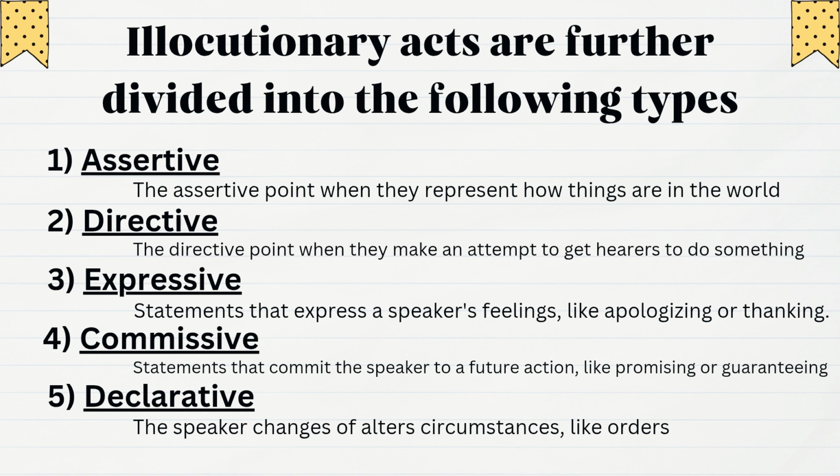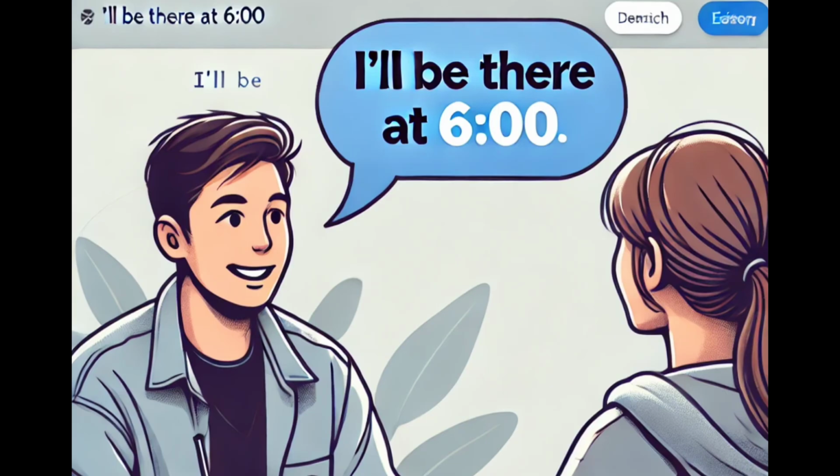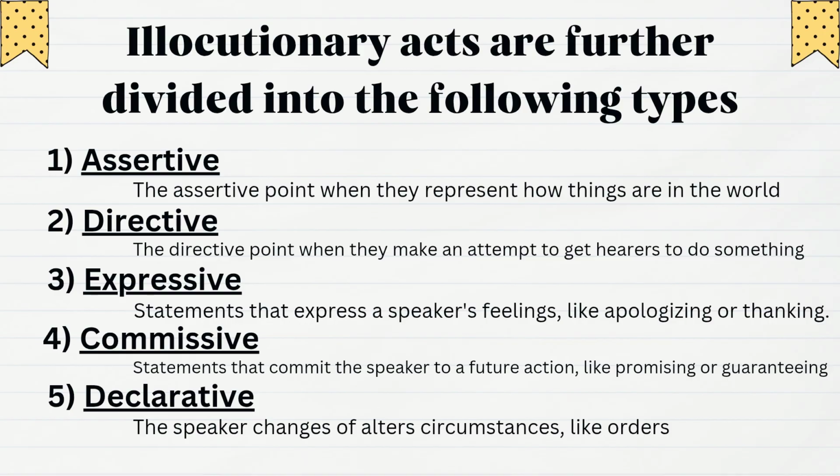The fourth one is commissive. These are statements that commit the speaker to future actions, like promising and guaranteeing. Sometimes we promise something in front of the listeners. For example, if I say to another person that I'll come tomorrow, I promise him what I'll do, I'll come tomorrow. So this comes in the category of commissives.